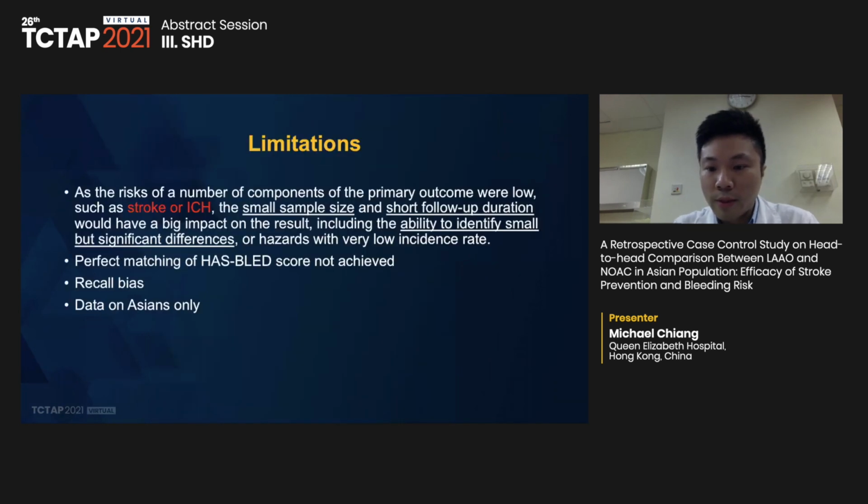There are a number of limitations to our study, namely small sample size, short follow-up duration, imperfect HAS-BLED score matching, recall bias on bleeding events, and finally, this data is collected from Asian patients only and may not be generalizable.